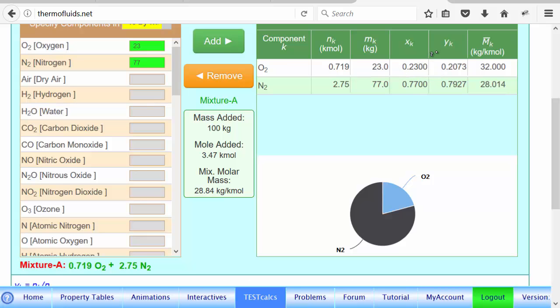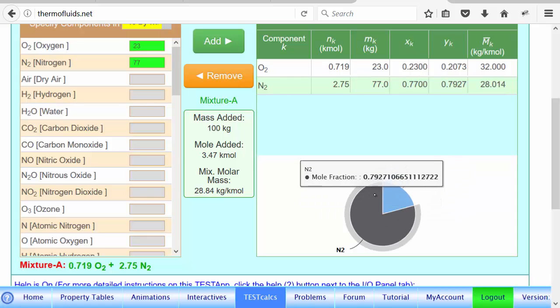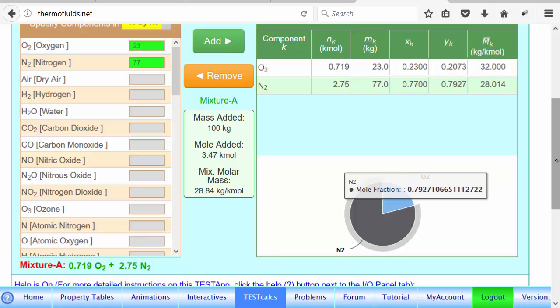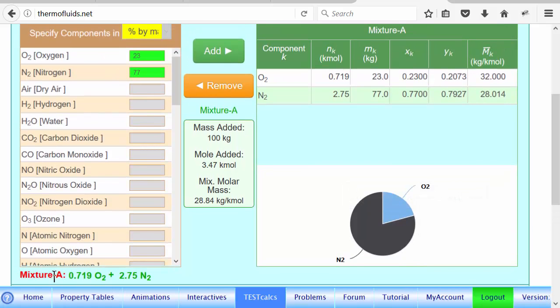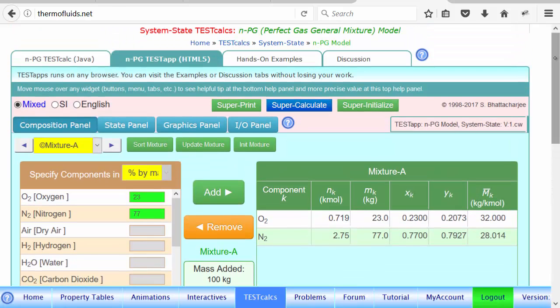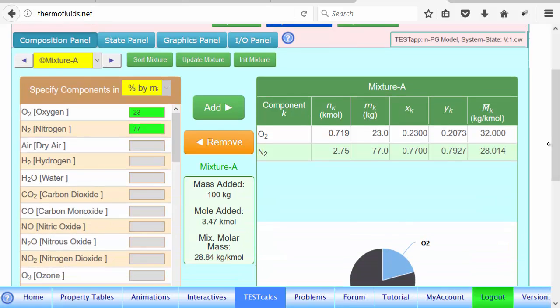The mole fraction Y is 0.207 for oxygen and 0.79 for nitrogen. These are the mass fractions that I entered, and this is the mole fraction pictorially shown here, and the composition is also shown here in terms of mole. Okay, the second question. As you add mass, it's already shown here under the mixture A.